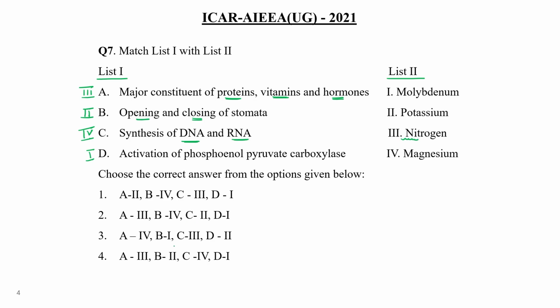So B, okay, choice number 4, B with 2 and C with 4 choice. So choice number 4 would be the correct answer in this case. Okay, so this is how we can solve these types of matching questions.